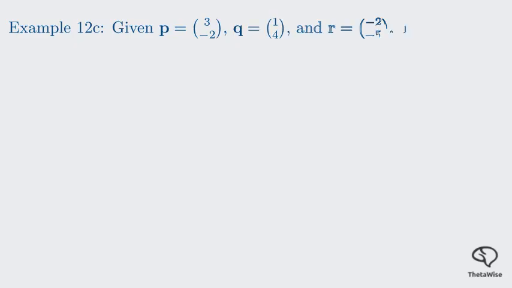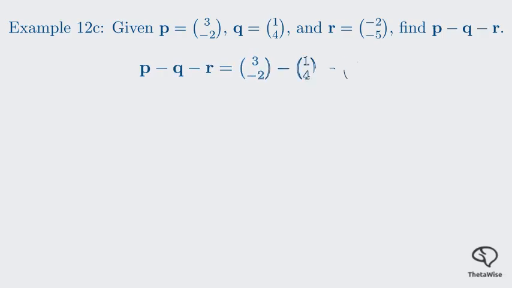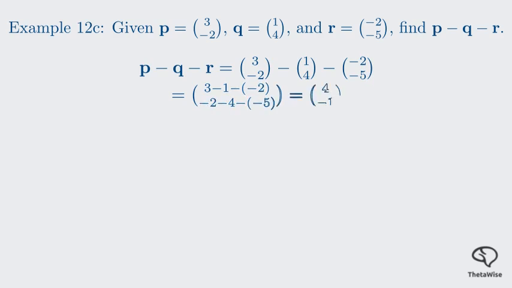Let's apply these rules in a combined example. Our objective is to perform a series of operations using these component rules. Given vectors p, q, and r, find p minus q minus r. We can perform these subtractions component-wise. The new x component will be 3 minus 1 minus negative 2, which is 4. The new y component will be -2 minus 4 minus -5, which is -1. The result is the vector 4 over -1.